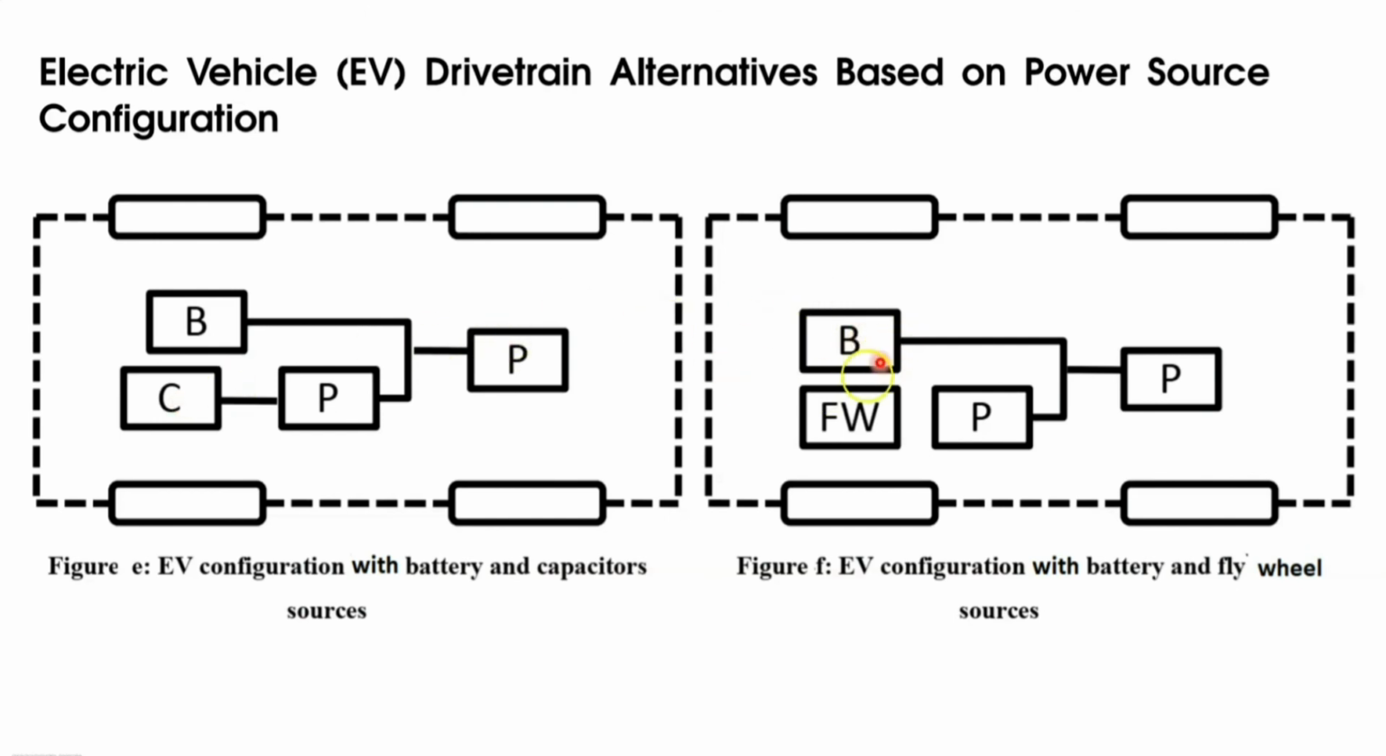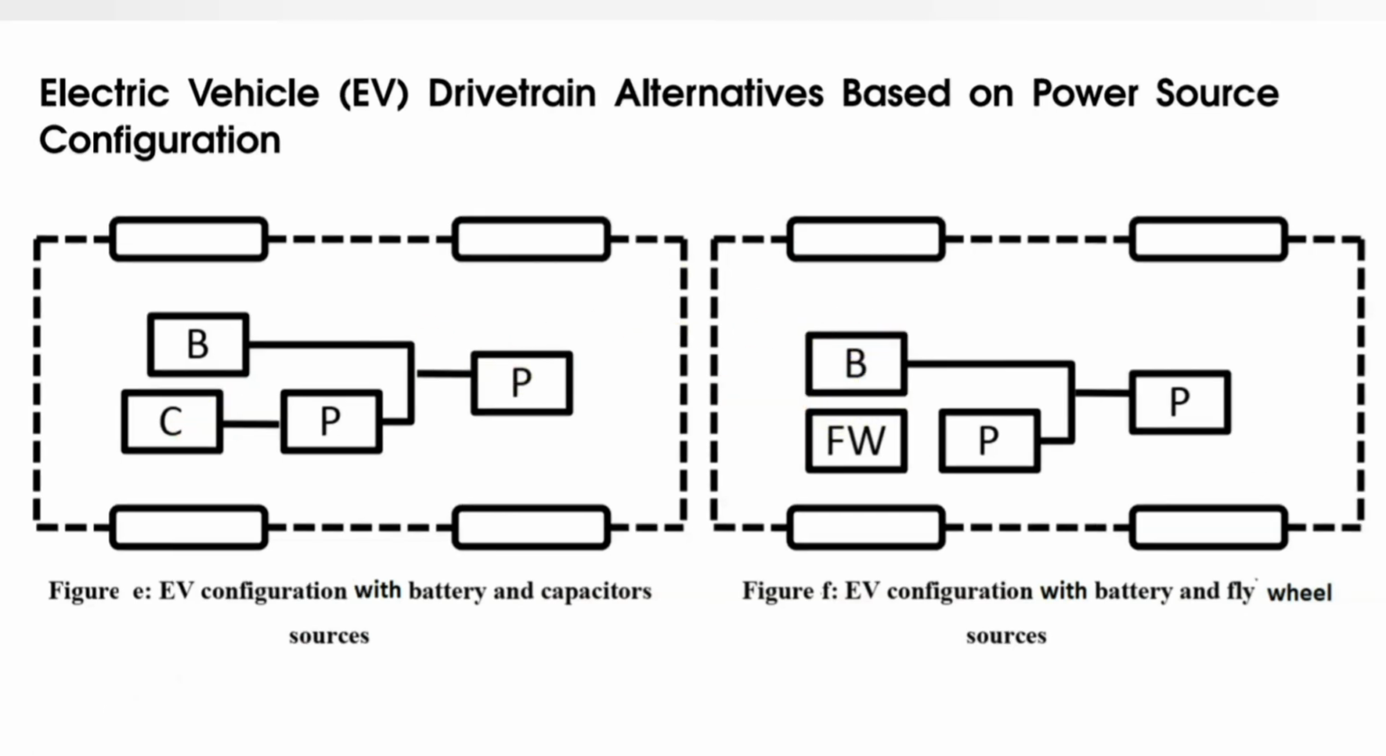And this is the sixth configuration. In the sixth configuration, a battery and a flywheel are used. So the sixth configuration is similar to the fifth configuration. The only difference is that instead of a supercapacitor, in the sixth configuration, a flywheel is used as an energy source.